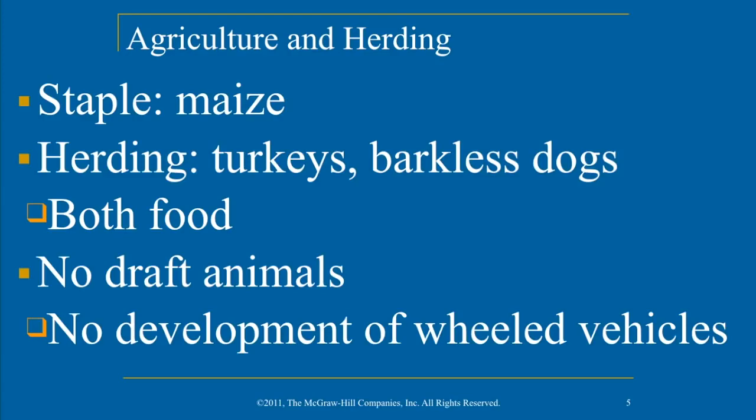One of the things we understand about the no draft animals thing is that the labor the people undertook in terms of farming was done by hand, and the non-development of wheeled vehicles meant that all transportation was done by human motor power. And so there weren't lots of goods being transported over large distances without the need for humans to actually carry them themselves.